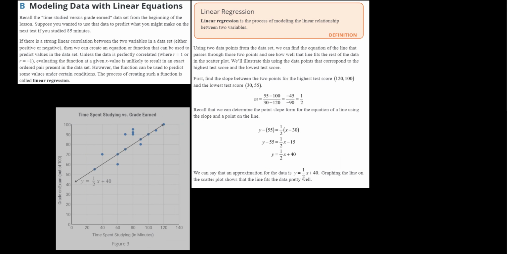Okay. Alrighty, so starting at the top here. We looked at the time studied versus the grade earned, and we said it looked like there was a correlation: if you study more, you get a better grade. And of course, we saw that with having a positive correlation here. So now we can go here to linear regression. Linear regression is the process of modeling the linear relationship between two variables.